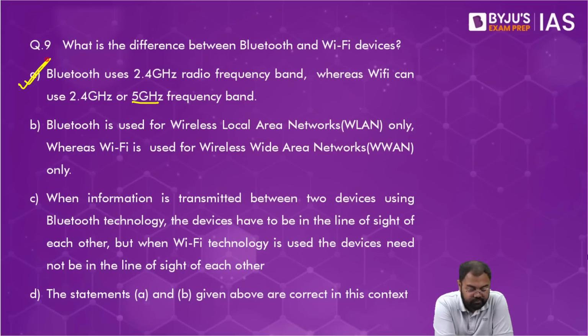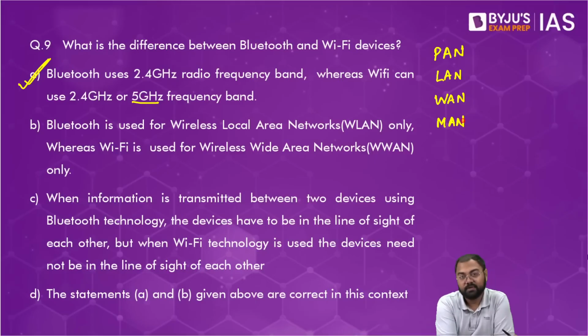Bluetooth is used for wireless local area networks only, whereas Wi-Fi is used for wireless wide area networks only. Now, when it comes to networks, there are different types of networks. We have personal area network, then local area network, then wide area network, and then we also have something called metropolitan area network.